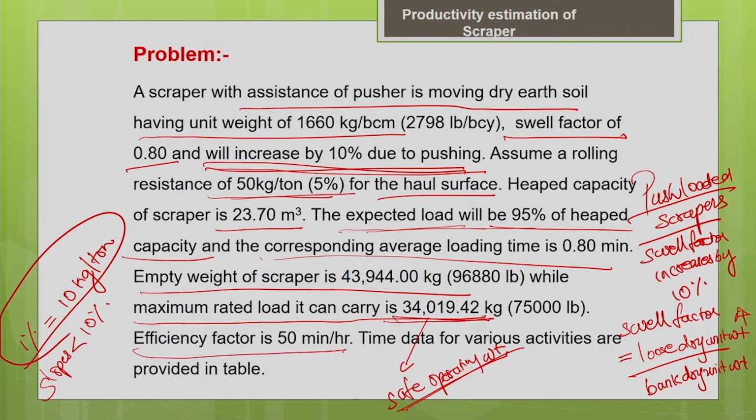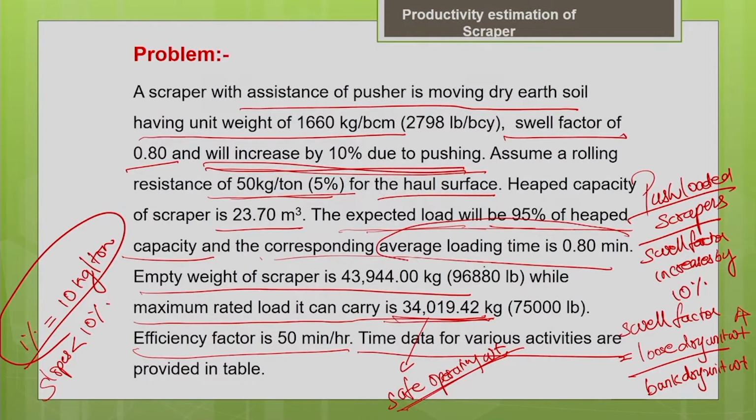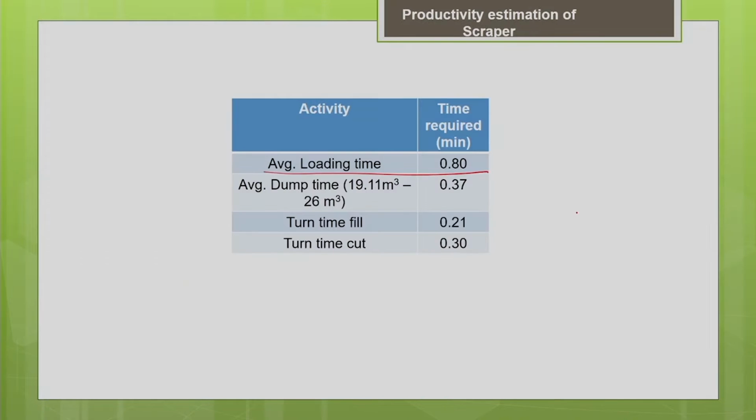The efficiency factor is given as 50 minutes per hour, the job efficiency. So your machine is working for 50 minutes in an hour. And the time data for various activities are provided in the table, which is in the upcoming slide. So we can see it here. The average loading time is given by the manufacturer as 0.8 minute. Hope you remember, it is given as 0.8 minute.